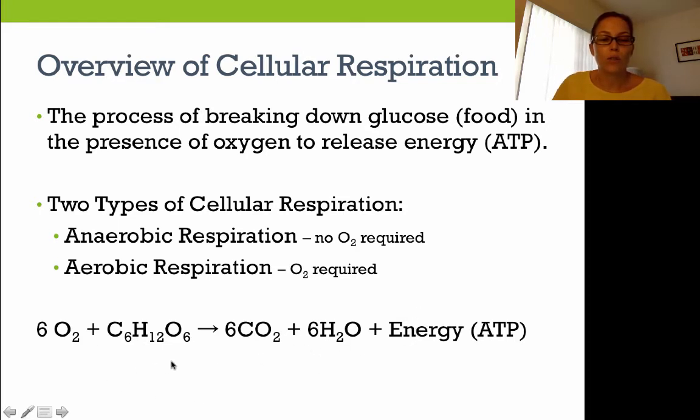So you need to know this chemical formula for aerobic cellular respiration. That's 6O2 plus C6H12O6, which you should already know because that's glucose, and it is going to produce 6 carbon dioxide and 6 water molecules plus energy, which is ATP. You'll notice that this equation is exactly the opposite of photosynthesis. So this equation should be familiar to you already. You're just flip-flopping the reactants and the products of photosynthesis.